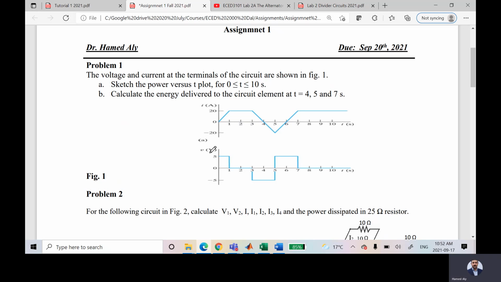So what you have to do, number 1, you will divide this graph into different lines. Imagine this is line 1, this is line 2, this is line 3, line 4. Many of you asked me about that problem. Then I have to find the equation of each line.